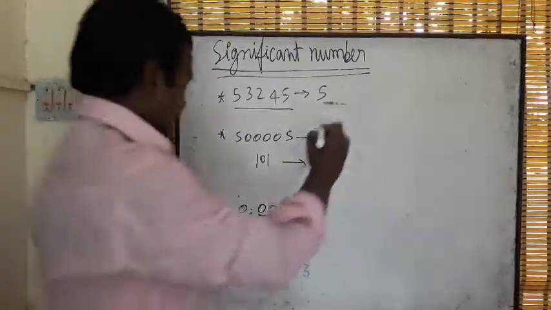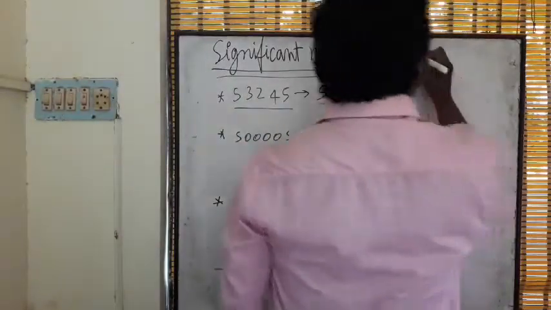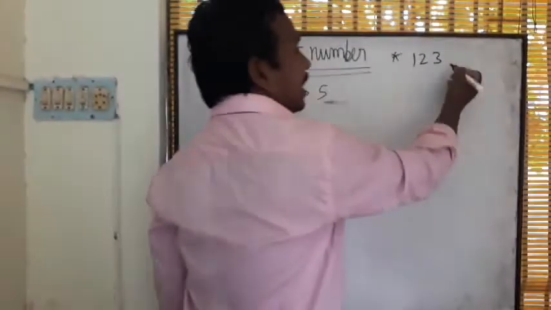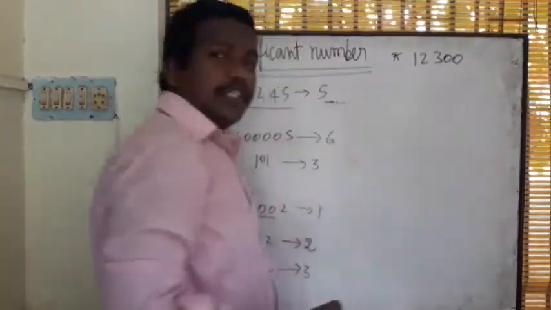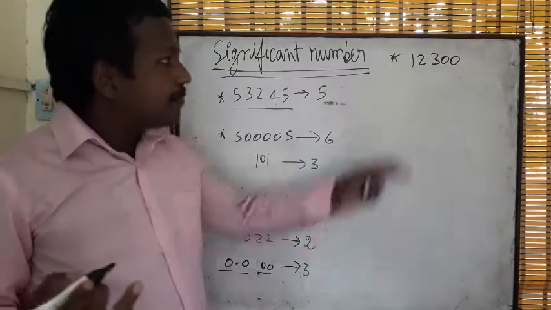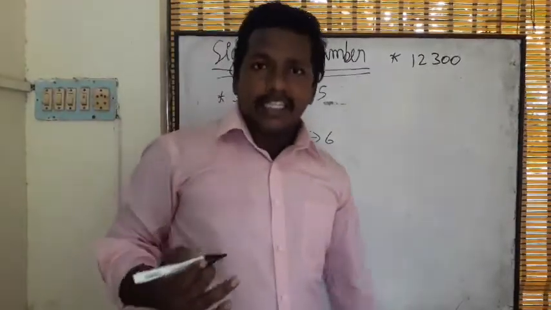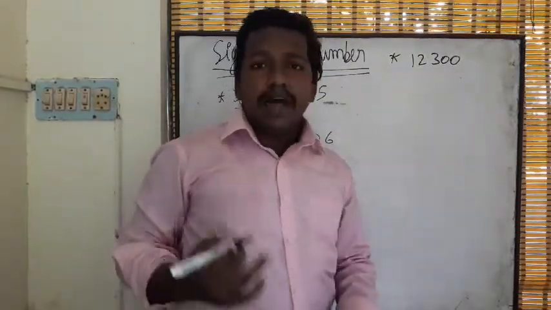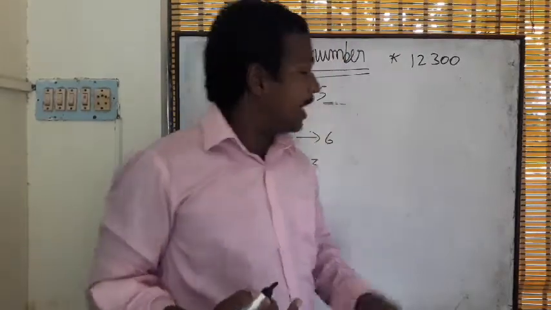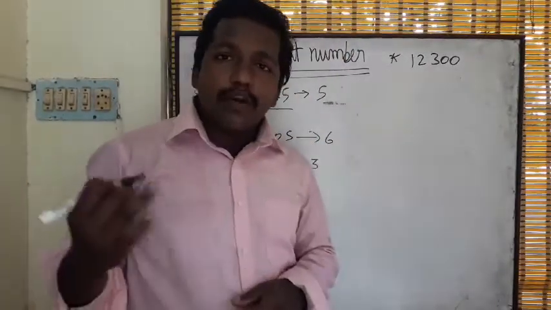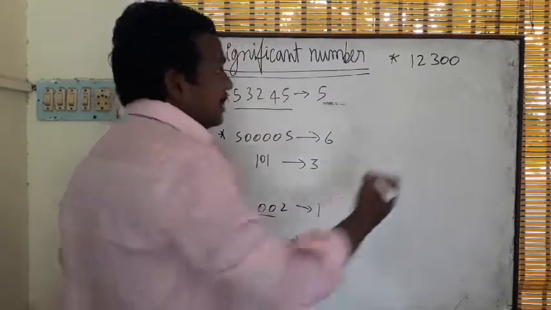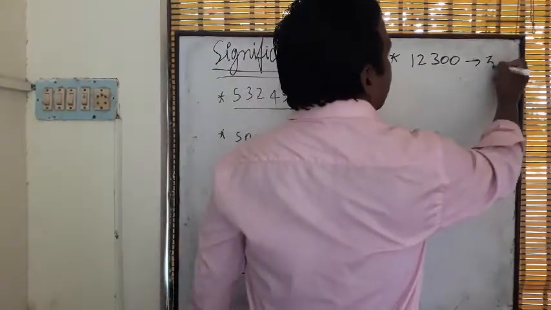That means here there are 3 significant numbers. In case the value is a bigger value, like 1, 2, 3, 0, 0, without a decimal, the value is more than 1. So the trailing 0 we are not going to take as a significant number. That means here the significant numbers are 3.